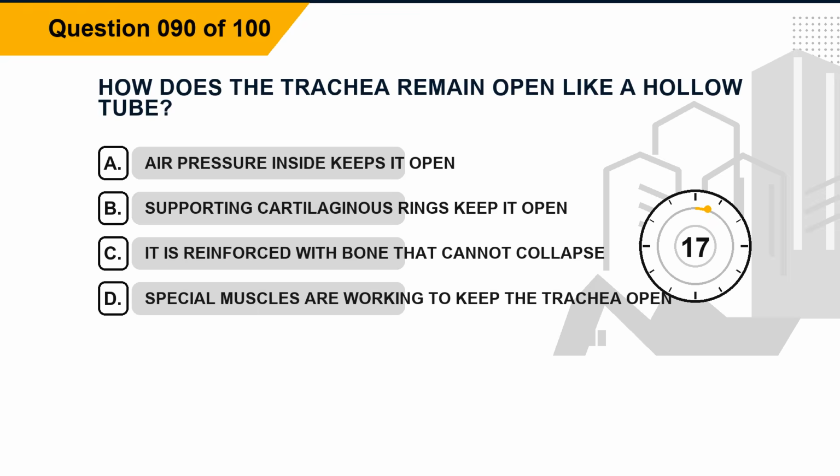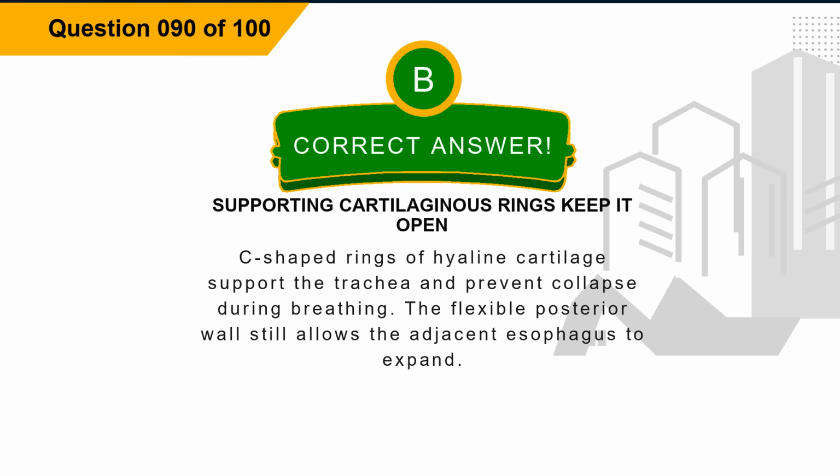Question 90. How does the trachea remain open like a hollow tube? Option A, air pressure inside keeps it open. Option B, supporting cartilaginous rings keep it open. Option C, it is reinforced with bone that cannot collapse. Option D, special muscles are working to keep the trachea open. The correct answer is option B, supporting cartilaginous rings keep it open. Explanation. C-shaped rings of hyaline cartilage support the trachea and prevent collapse during breathing. The flexible posterior wall still allows the adjacent esophagus to expand.